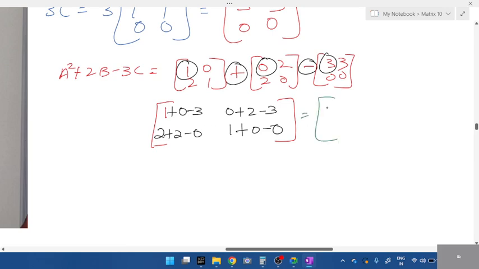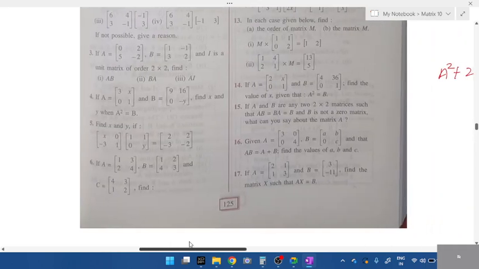1 plus 0 is 1. 1 minus 3 is minus 2. 0 plus 2 is 2. 2 minus 3 is minus 1. Then we get 4. 1 is the answer. Minus 2, 4, minus 1 and 1. Which option?